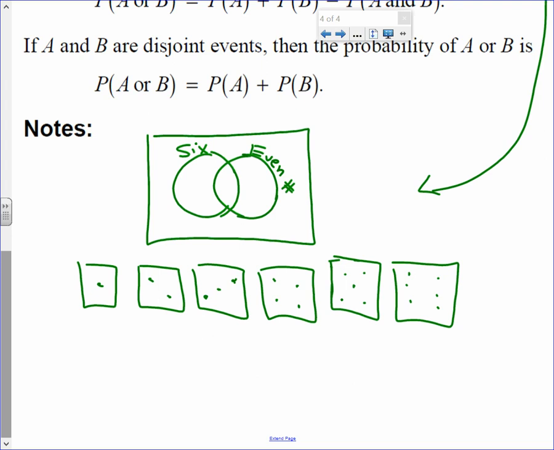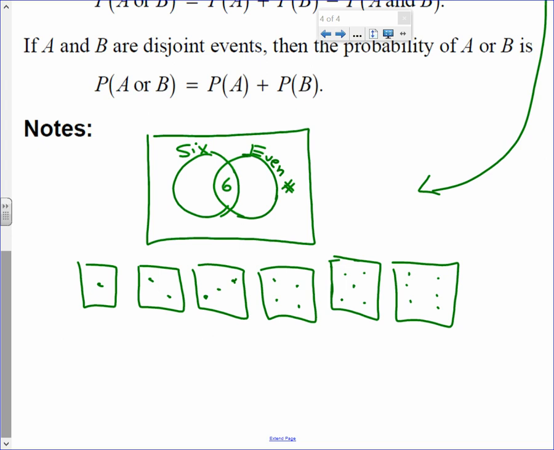How many of these are 6? Just one. And look at what I'm doing. I'm going to put it in this circle, but I'm going to put it where the two circles overlap because 6 is also an even number. So go ahead and put a 6 right here. This refers to that outcome right there. It's a 6 and it's an even number. It's part of both categories.